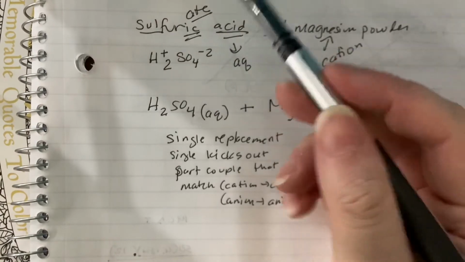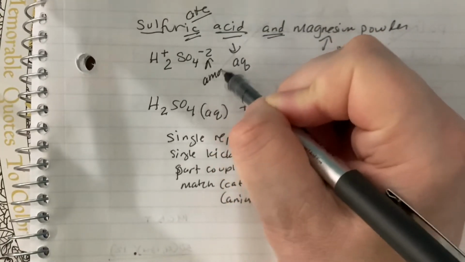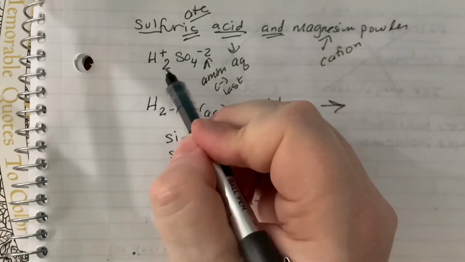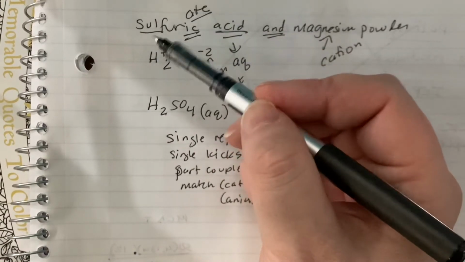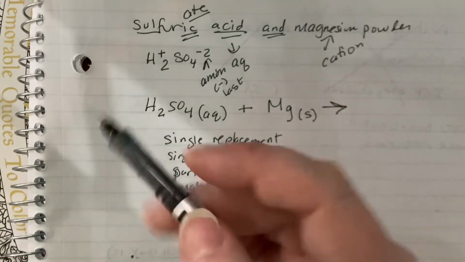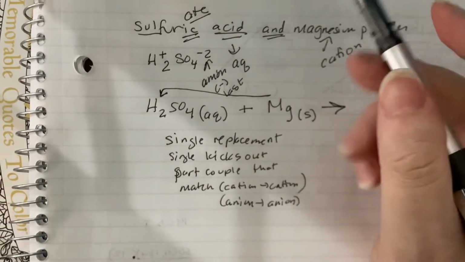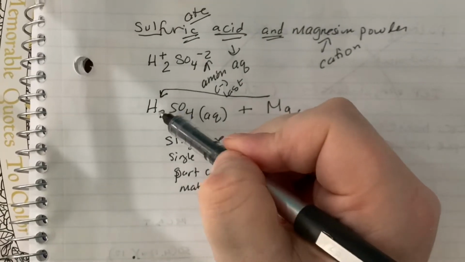So when I look over here, sulfate, SO4, is the anion because he is negative and he is last in the chemical formula. Hydrogen is always the cation for acid, so that's another indication. He's first, he's positive, and it's an acid. So I know that magnesium is going to kick out hydrogen. So how my arrow works is I'm going to show the single cation kicking out the cation.